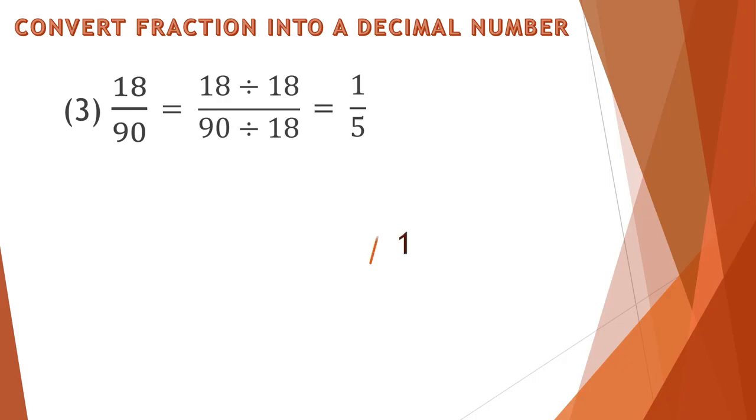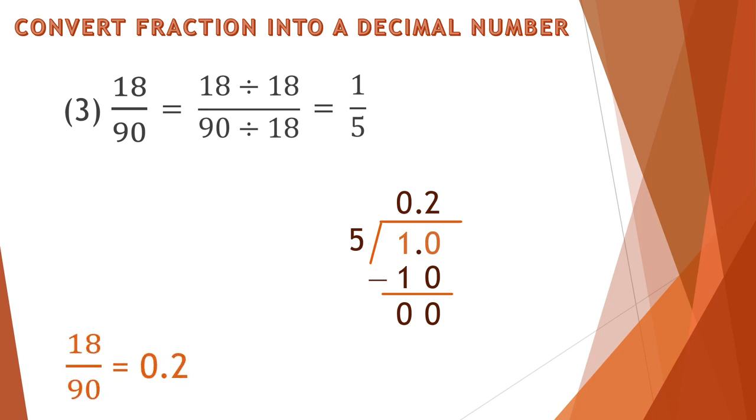Now divide 1 by 5. But 1 is not divisible by 5, so write 0 in quotient above the line. Now put a decimal point after 1 and then a 0 in the dividend. See, after 1 we have a decimal, so write decimal in quotient above the line and divide 10 by 5. How many times? 2 times, because 5 twos are 10. So write 2 in quotient above the line and subtract 10 minus 10. We get 0 as remainder, and quotient is equal to 0.2. So the decimal value of 18 upon 90 is equal to 0.2.